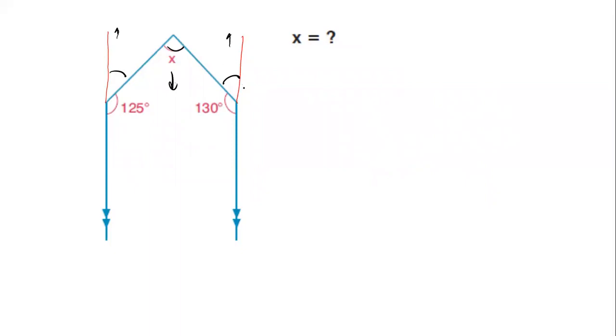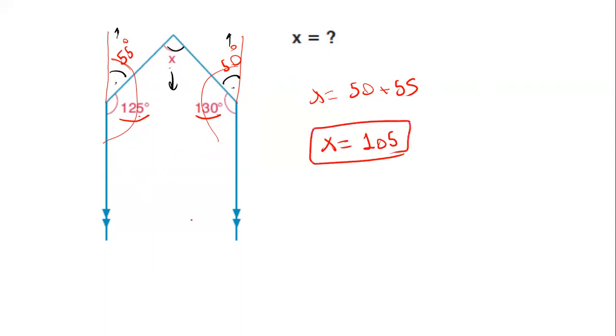So I can find this and this from 180 already, because this and this are straight angles. From 180, this one is going to be 180 minus 125, which is going to give me 55. And then from 180 minus 130, this is going to be 50. Then x equals 50 plus 55. This is going to give you 105 degrees.